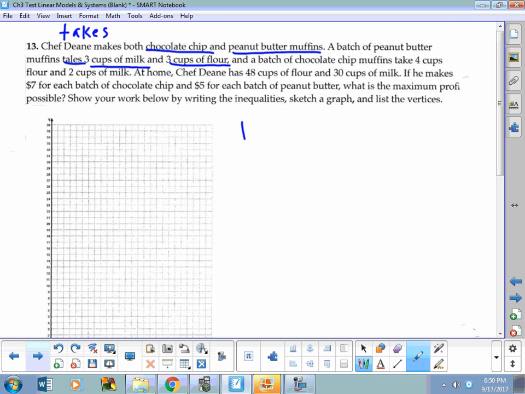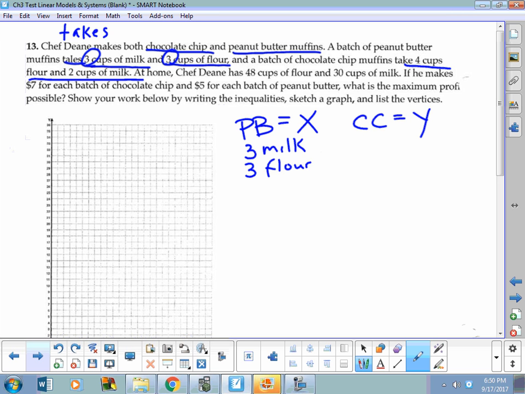Okay. So we've got peanut butter. Let's call these the X. All right. Because as I read through the problem a little bit further, and we'll do that in a moment, we realize those are really the variables. Not flour and not milk. They're not the variables because we actually know we have numbers of those. Okay? So let's see here. 3 cups of milk, 3 cups of flour for the peanut butter. So 3 cups of milk. Just kind of writing this down. Flour. And then they talk about the chocolate chip muffins taking 4 cups of flour, 2 cups of milk. 4 flour, 2 milk.